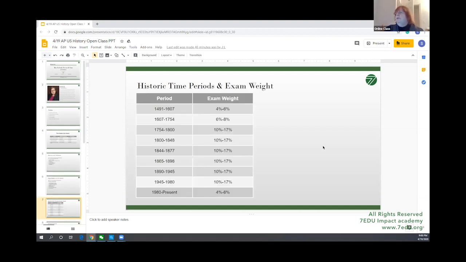Now, the historic time periods are weighted. So, for example, 1491 to 1607 is 4 to 6% of the test. You may have one, max 2 questions on that time period. 1607 to 1754 is 6% to 8%. Again, you're not going to have multiple questions, 2, maybe 3 tops. Now, 1754 through 1980, that can be 10 to 17% of your test. And then 1980 to the present is 4 to 6%.